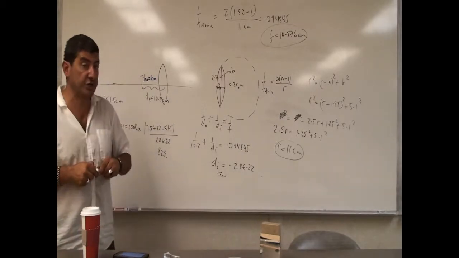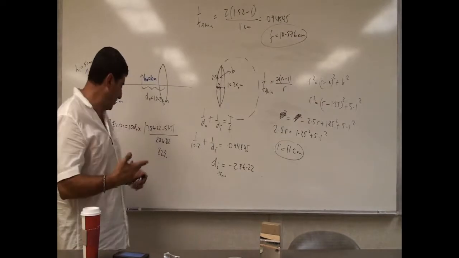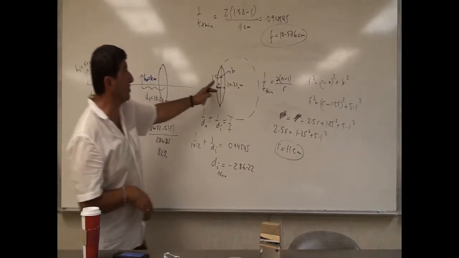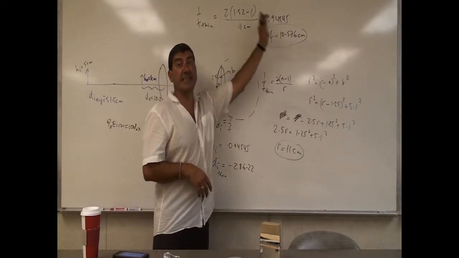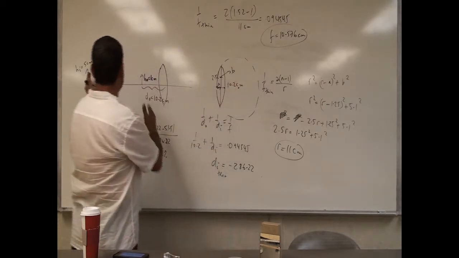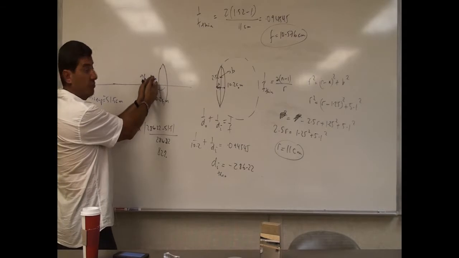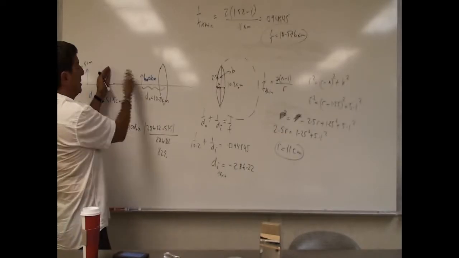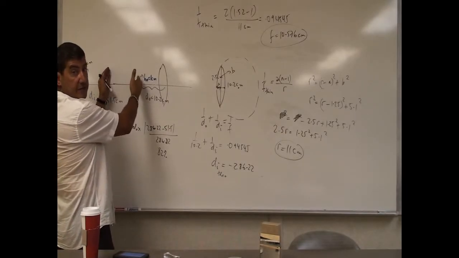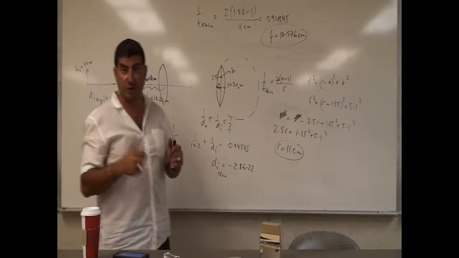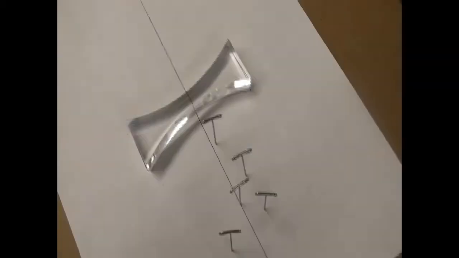Now let's do the diverging lens. The steps are going to be very similar, except when we do the diverging lens, the focal length is going to be negative. And the image is going to be in front of the object. So I don't really need to put the pin too close. I could put the pin anywhere, and the image will always end up to be in front of the object, and it will always end up to be a virtual image, okay?